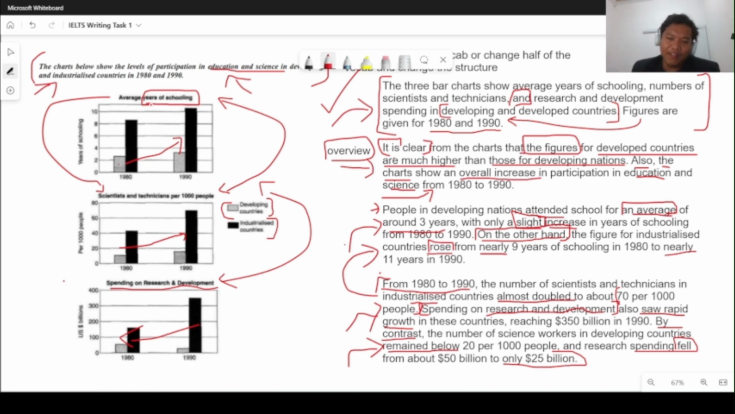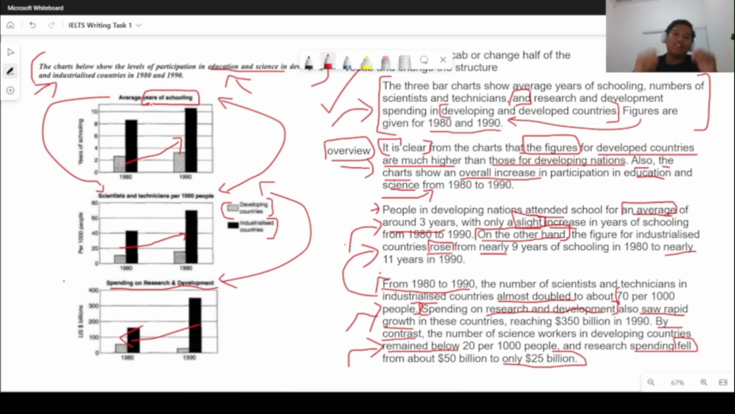One component. Now, will it be a mistake if you move the number of scientists and technicians to the third paragraph? No, it's not going to be a mistake. You can still do that, right? But it's more about whether you're aware that those two categories are actually a lot closer than if you compare scientists and technicians to average years of schooling. Like schooling with scientists and technicians, there's no link there. But scientists and technicians with research, there's definitely a strong link there, right?